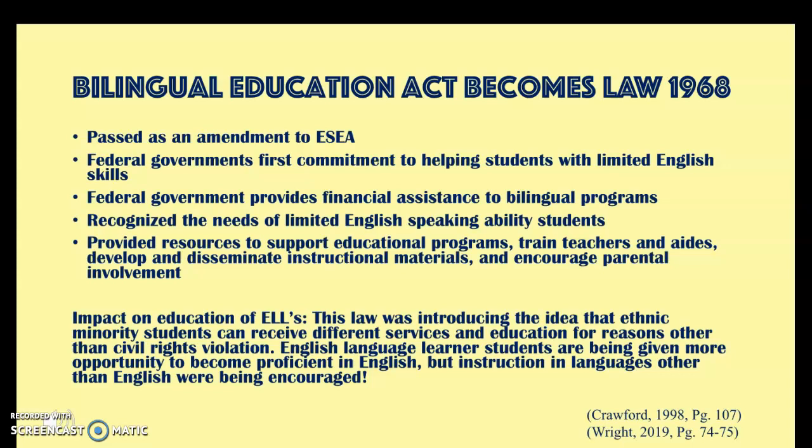Additionally, resources such as training teachers and aides, developing and disseminating instructional materials, and encouraging parental involvement were provided to support these educational programs. The Bilingual Education Act of 1968 started to formally recognize that students of ethnic minorities could receive differentiated services for reasons other than violating their civil rights. Instruction in a language other than English was being encouraged, and cultural awareness was beginning to grow. The education of English language learners is improving.